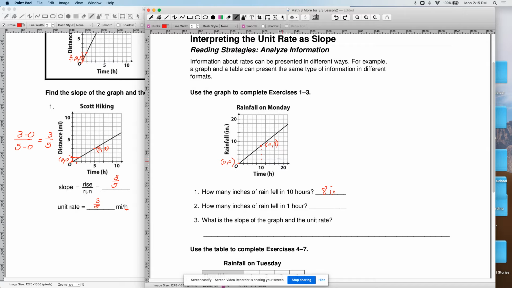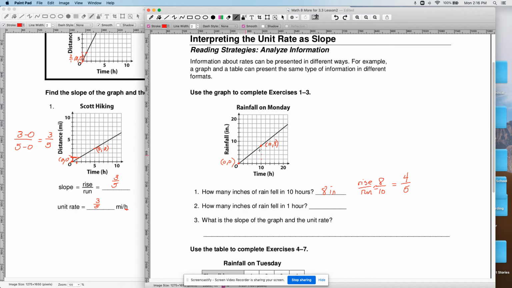So there's 2 ways of doing it. We can count from here and go rise over run. If we did that, we would go rise 2, 4, 6, 8 over run, which would be 2, 4, 6, 8, 10. So we would have 8 over 10 for rise over run. Or we would reduce it by 2. That would be 4 over 5, which means in 1 hour, 4/5 of an inch fell.